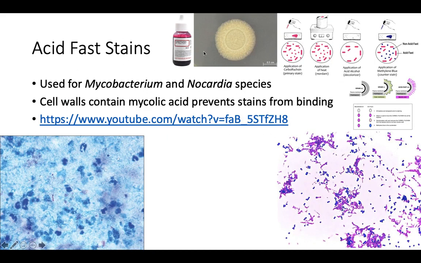Okay, acid-fast stains. Acid-fast stains are really interesting. They're only really used on two species of bacteria. One of them is significantly more common than the other one, Mycobacterium. Mycobacterium tuberculosis causes tuberculosis. Mycobacterium leprae causes leprosy. Mycobacterium avium causes Mycobacterium avium complex. There's a bunch of these little species of Mycobacterium that cause problems in people.